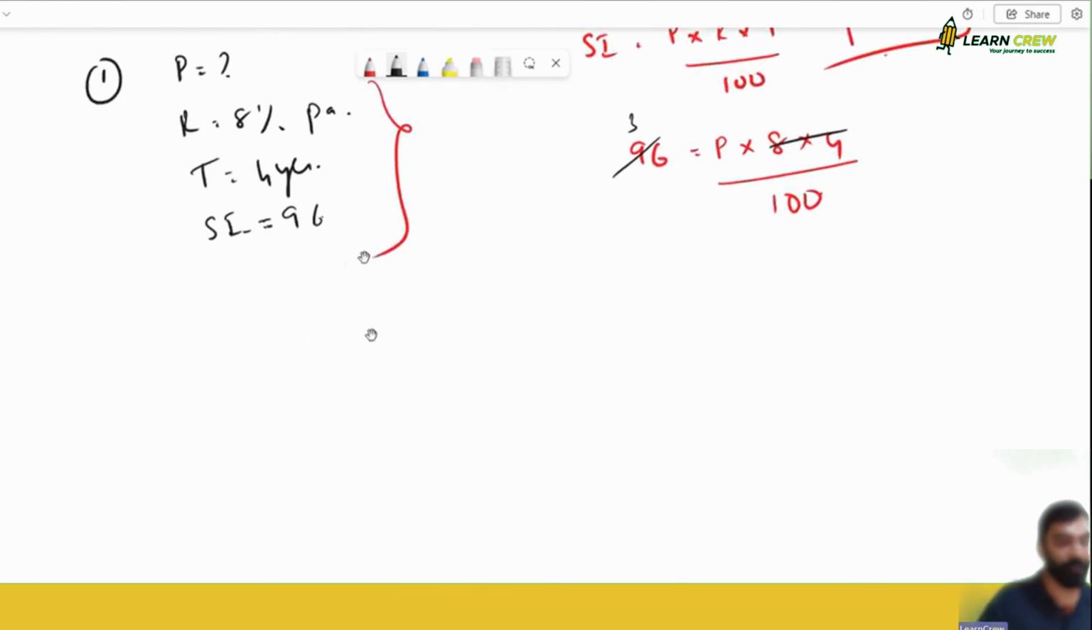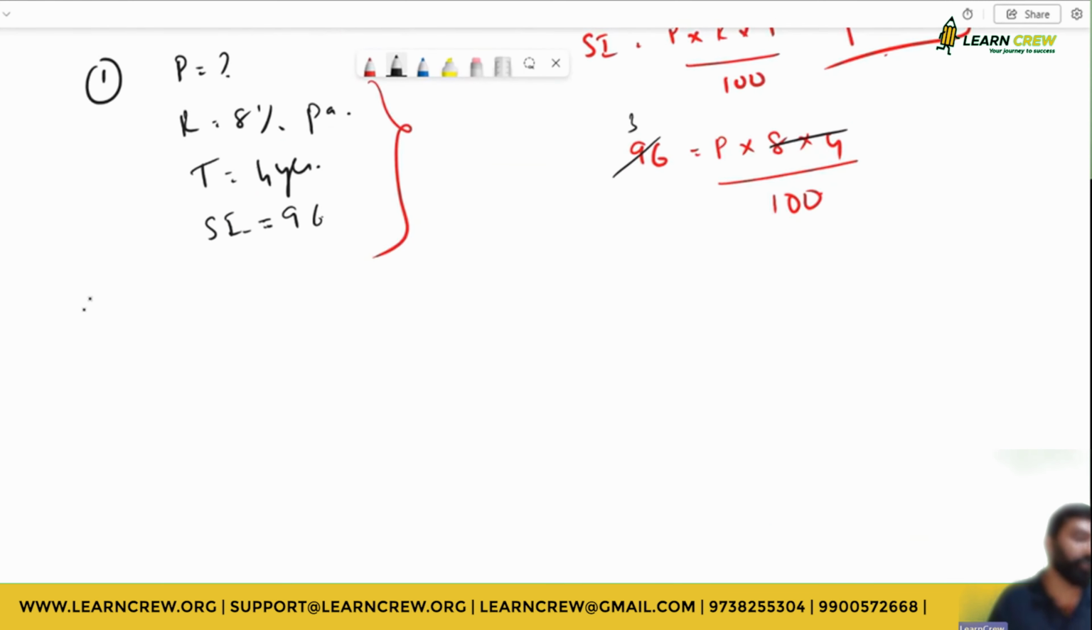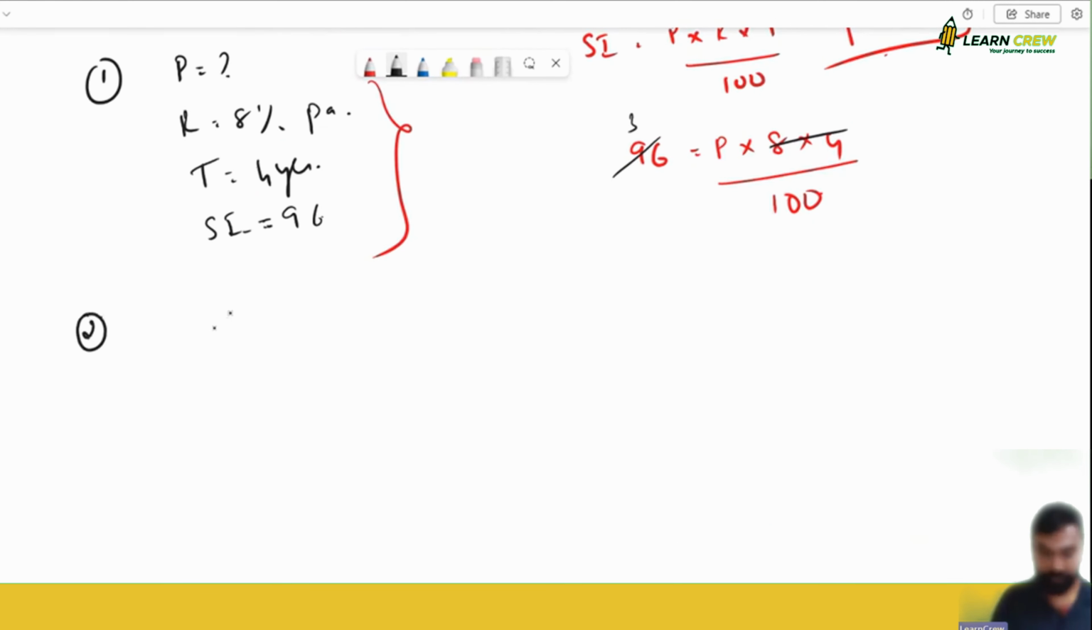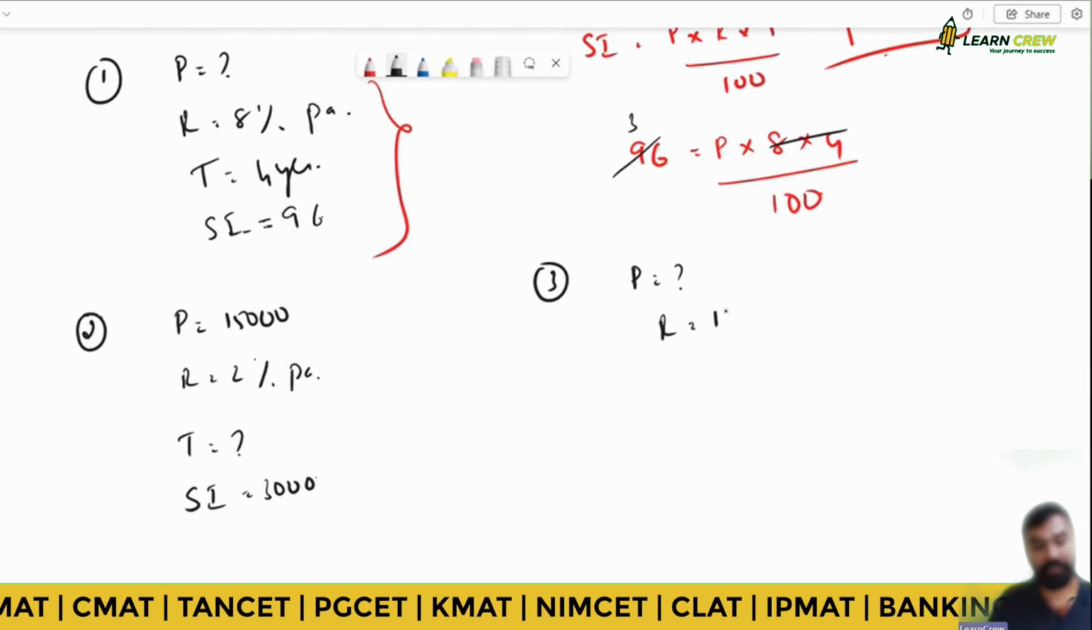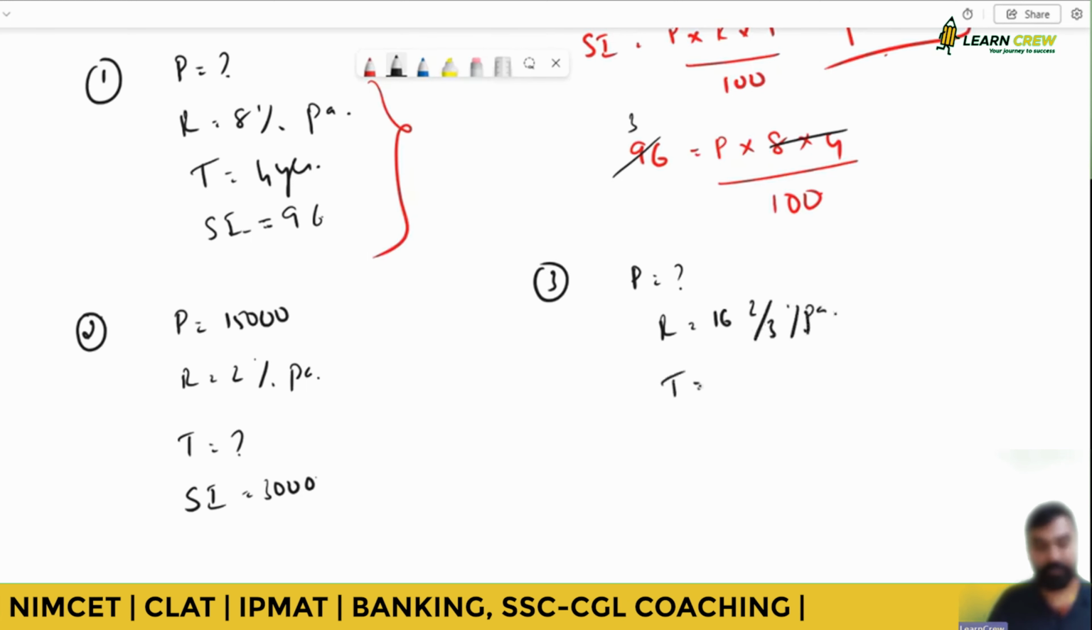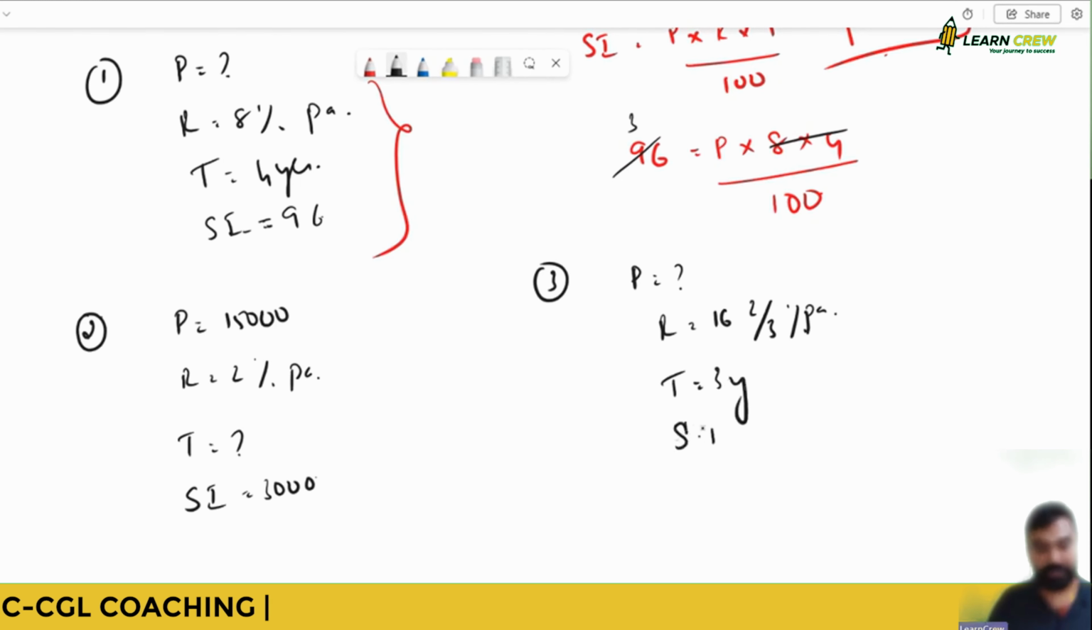Okay, fine. Let me give a couple of things of similar sort, then you can start solving something else. The P given is 15,000, R given is 2% per annum, T we need to find out, SI given is 3,000. Okay. The third one, find out P, R given is 16 2 by 3% per annum, T given is 3 years, and SI is nothing but 1,200. Do these both.